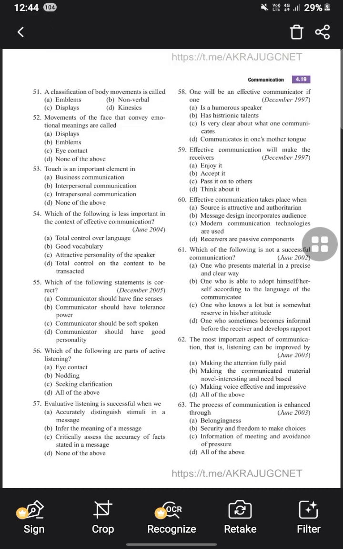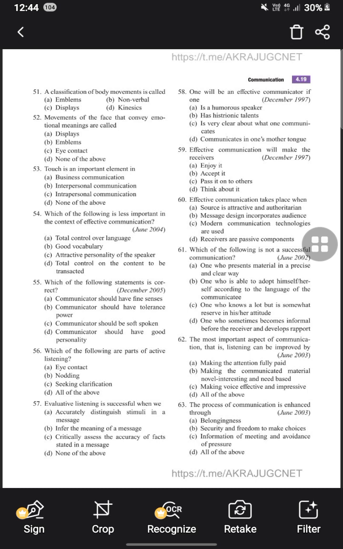Which of the following are part of active listening? 56 is D, all of the above. Evaluate the listening is successful when. 57 is D, none of the above. One will be an effective communicator if. 58 is C, one is very clear about what one communicates.